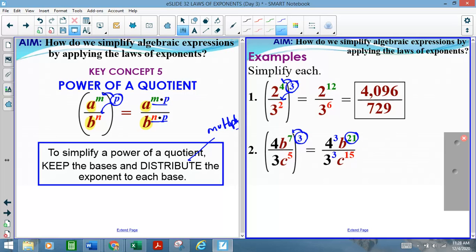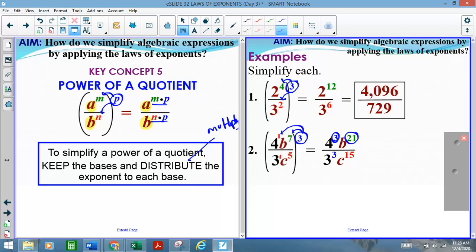Now the 4 actually has an exponent there as well. The 4 has the invisible 1. Remember that if the exponent is not showing, it's always understood to be just 1. So if it's true for the 4, it's also true for the 3. Now we can continue to distribute further. So in the numerator, now we have 3 times 1. And that's why we got 4 to the 3rd power.